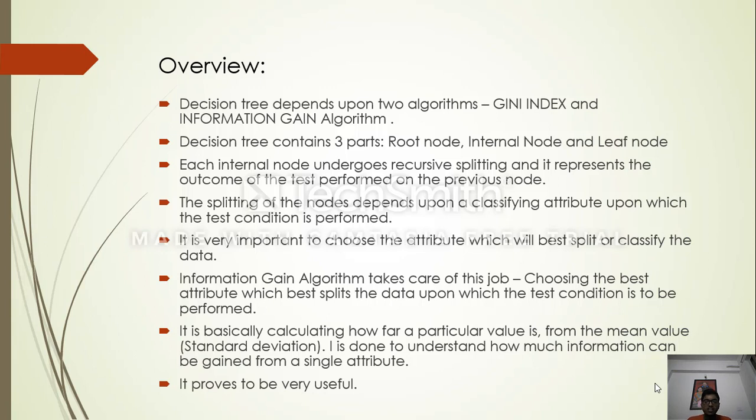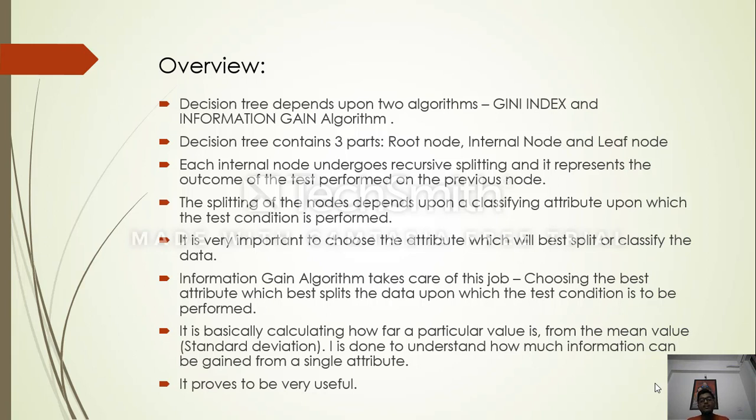So the decision tree depends upon the recursive splitting of nodes. For the decision tree to be very efficient, the splitting process should be very efficient. So we should choose the particular attribute that is able to split the data very efficiently, so that the test condition can be performed and the results are very accurate. It is very important to choose the attribute which will best split or classify the data. To accomplish this purpose, information gain is used. It will choose the best attribute which will best split the data items so that the test condition can be performed on the attribute.